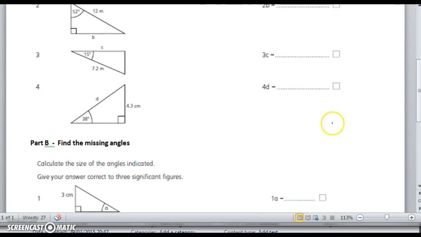We also looked at question 4 this morning, so we're going to label the sides again. So opposite the angle is 4.3, the longest side is the hypotenuse, leaving the other side as the adjacent. And again we write out SOHCAHTOA.